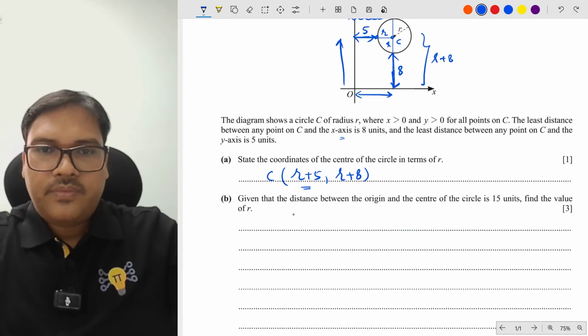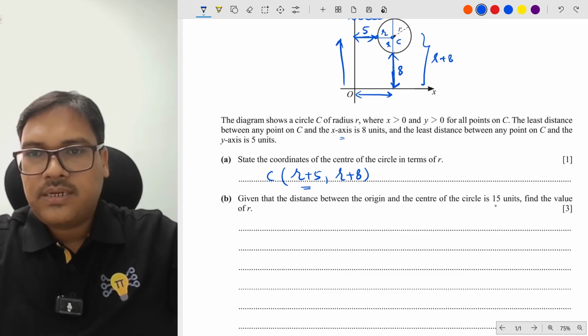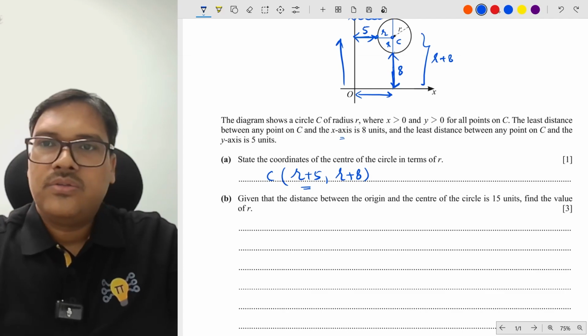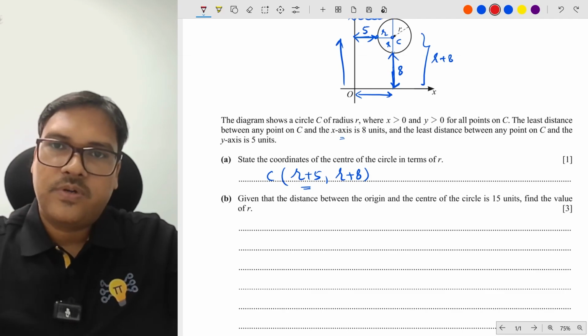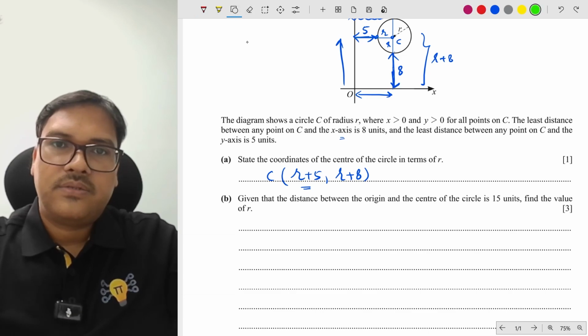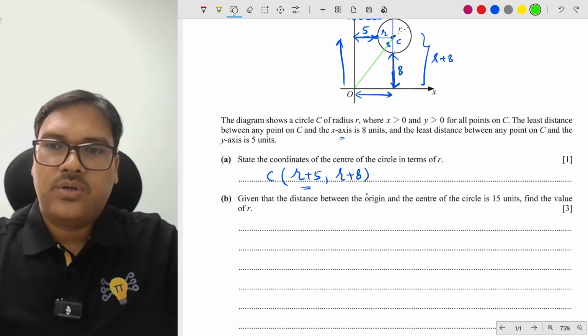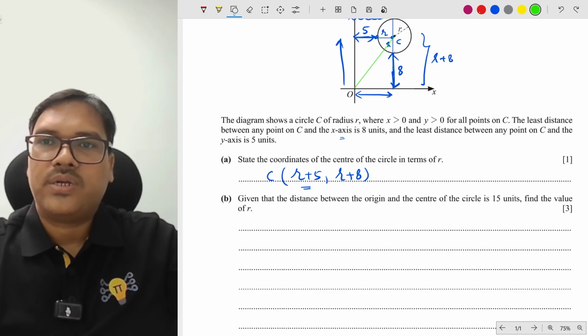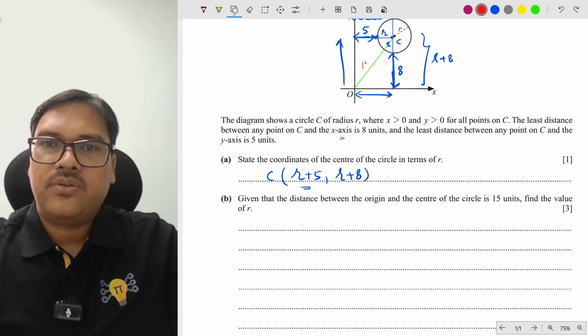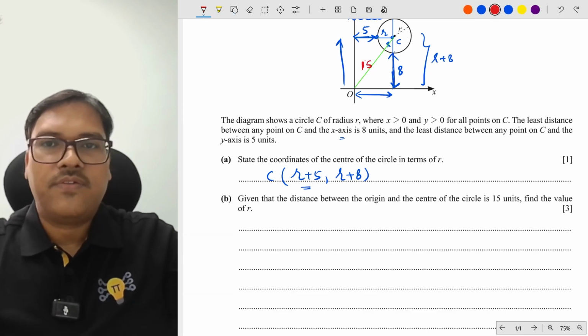Now the second part. Given the distance between the origin and the center of the circle is 15, find the value of r. The question is saying that the distance between the center and the origin is equal to 15. So if this is 15, you can apply the distance formula and equate it to 15 to get the value of r.